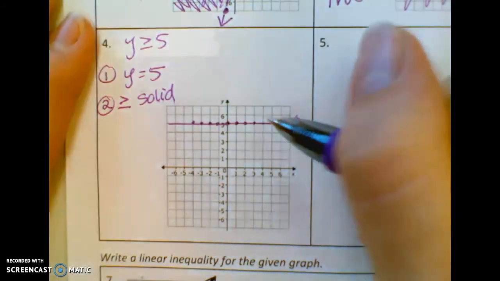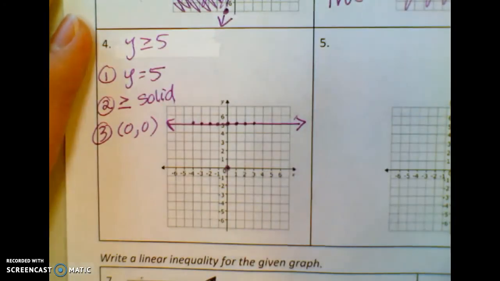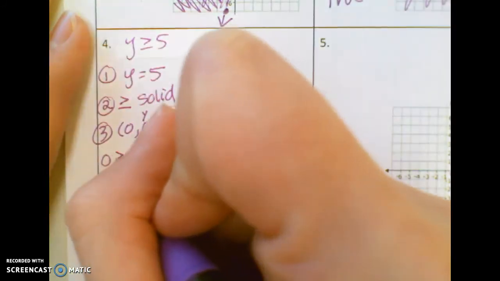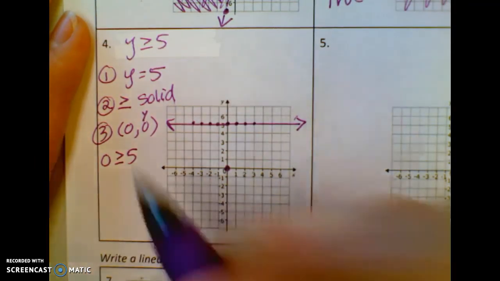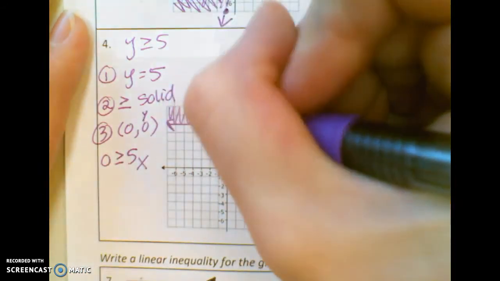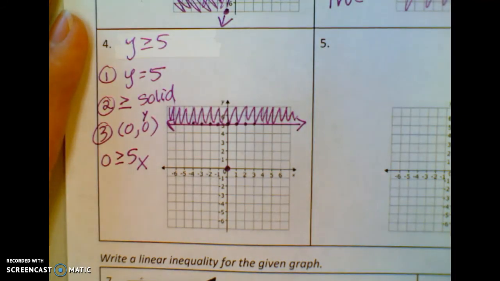Arrows on both ends. And then lastly, we can plug in a point and figure out if it is true. So again, I'm going to use the point 0, 0 because it's not on the line. So I have 0 is greater than or equal to 5. Is that true? No, it is not. 0 is not bigger than 5. So because that's false, we shade the region that doesn't include the point. That is that region. So that one's a little easier because we don't have an x.